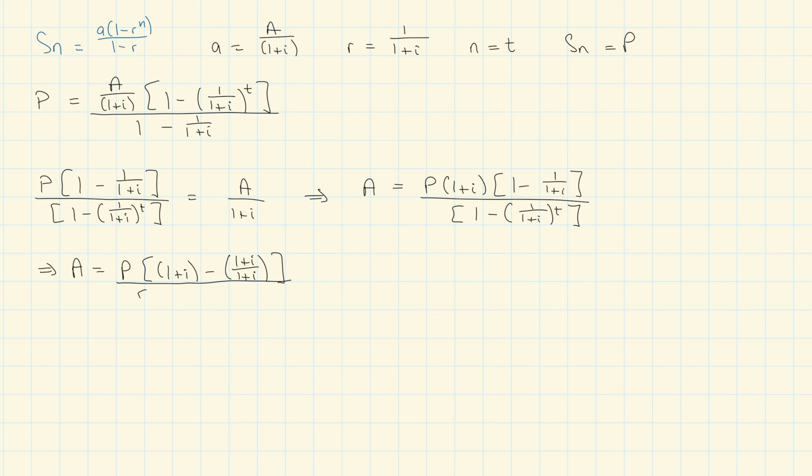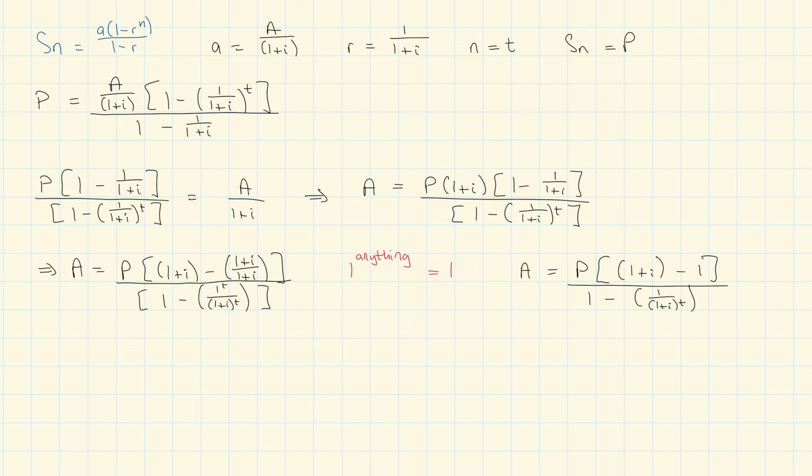And then here we have 1 minus, and we'll deal with this power. So that becomes 1 to the power of t over 1 plus I to the power of t. Now, 1 to the power of anything will always just give us back 1. So that'll let us tidy up that line a little bit. So we get A is equal to P on 1 plus I. And then like we said, that bracket will just become 1. And then all over 1 minus 1 over 1 plus I to the power of t.